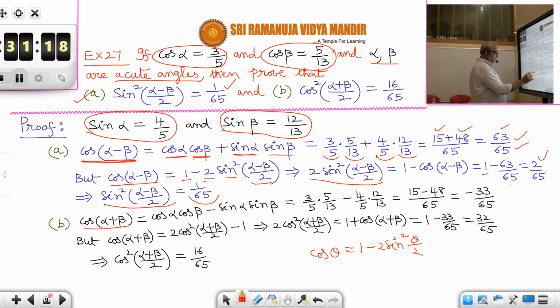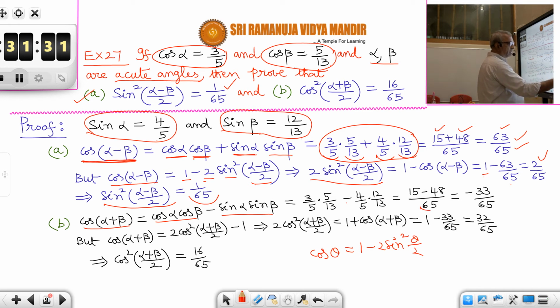Cos(alpha plus beta) is cos alpha cos beta minus sin alpha sin beta. The previous calculation only. So here we have done the same calculation, but in between a minus sign will come. So you will get, over 65, 15 plus 48 in the previous case, now 15 minus 48. So minus 33 by 65. Cos(alpha plus beta) is minus 33 by 65.